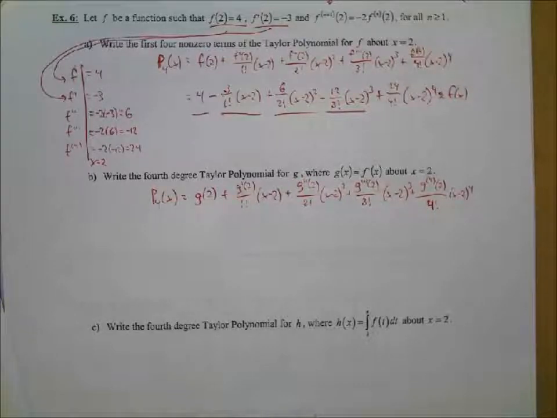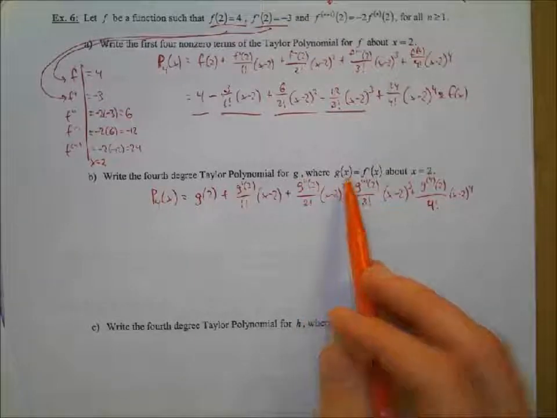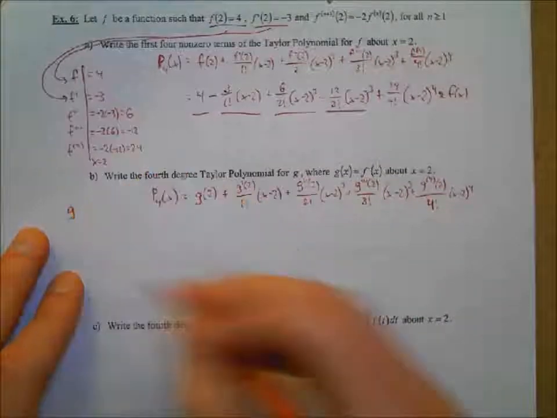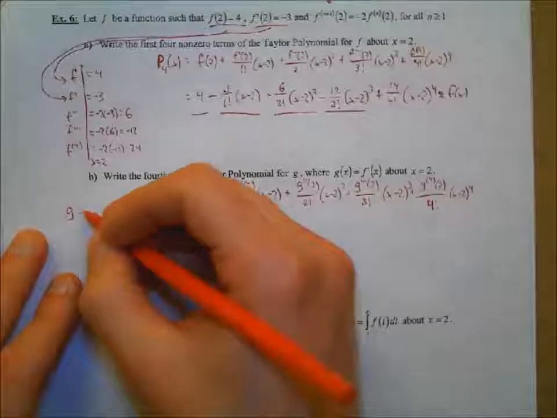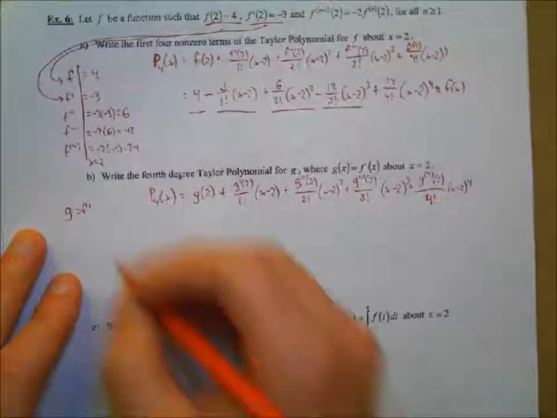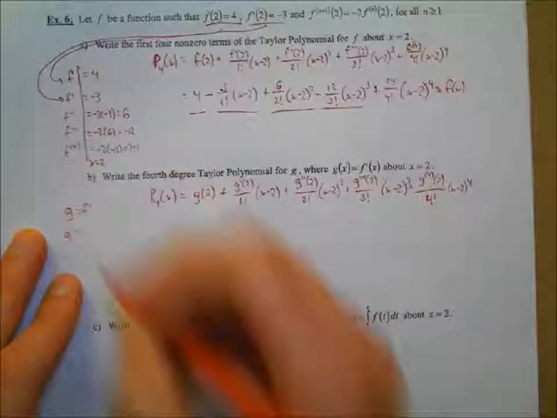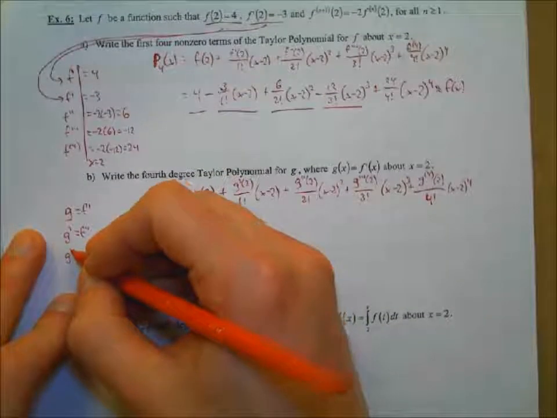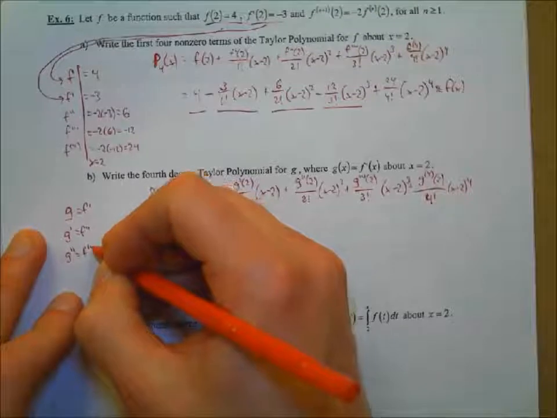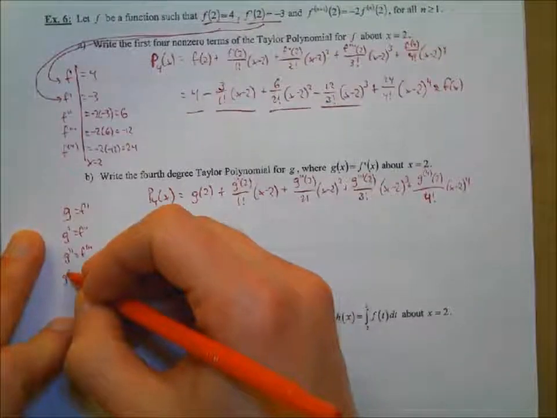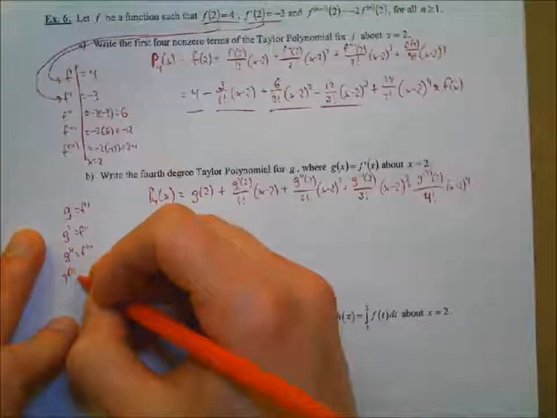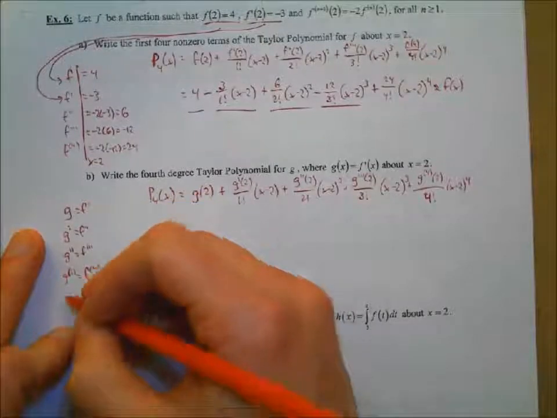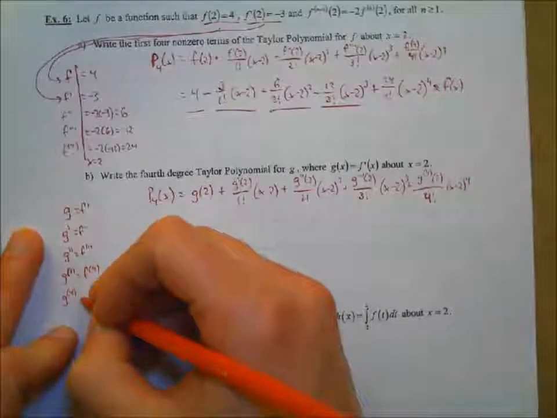So very good here, right? We don't know too much about g except it is the derivative of f. So g, that first thing there, is equal to f prime. And then g prime, what will it be equal to? F double prime. And then g double prime will be f triple prime, 3 primes. G triple prime will be the fourth derivative of f, and then the fourth derivative of g will be the fifth derivative of f.